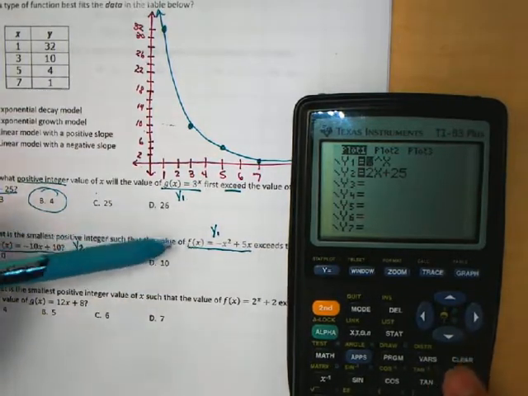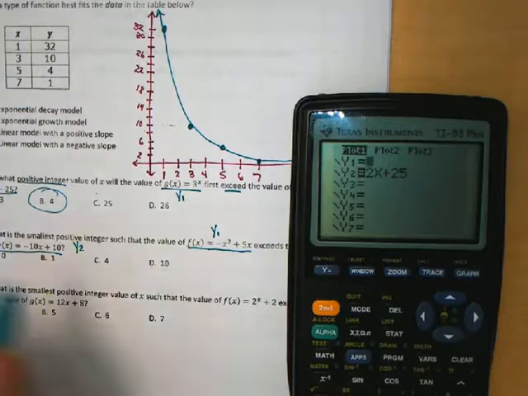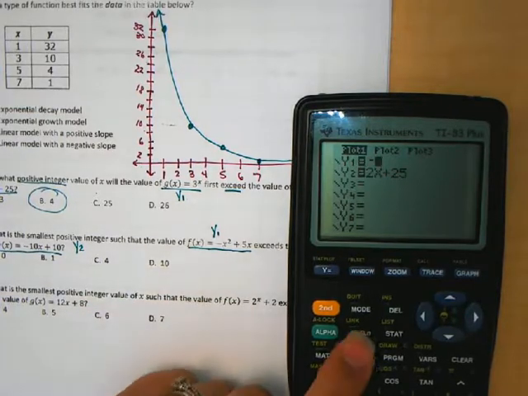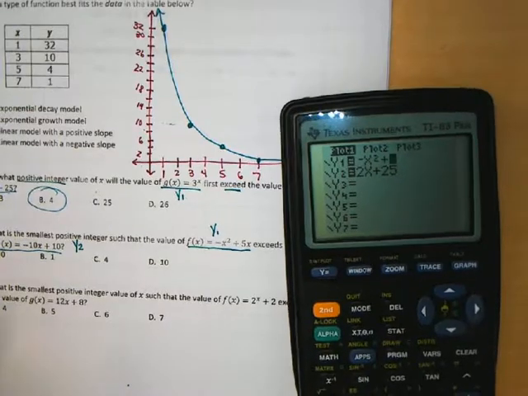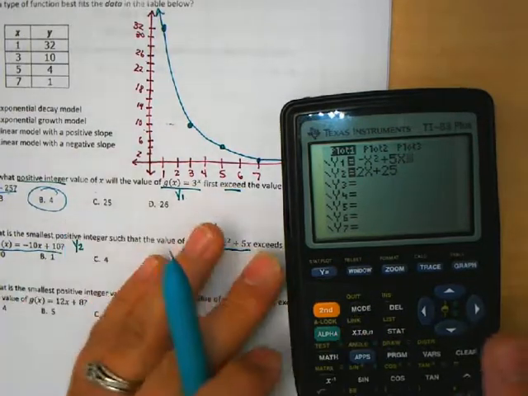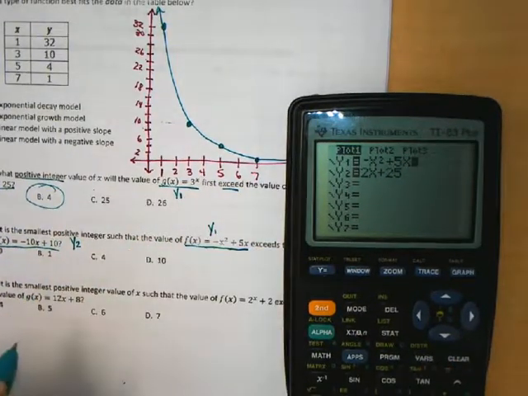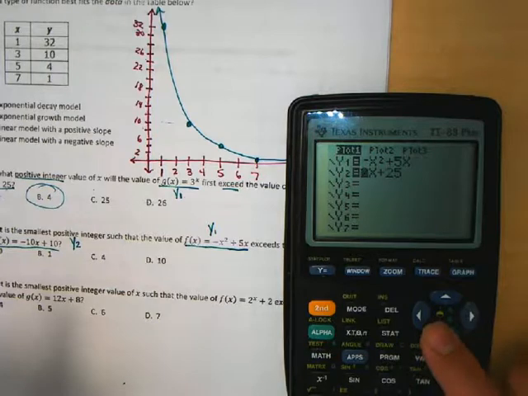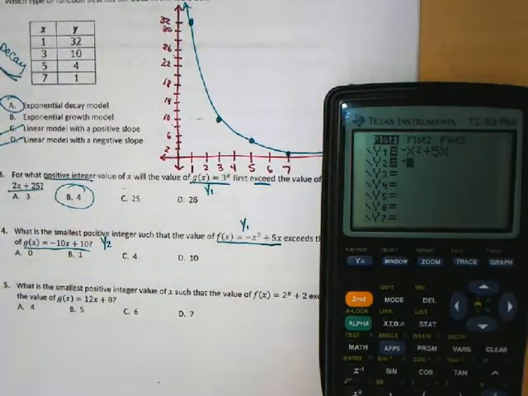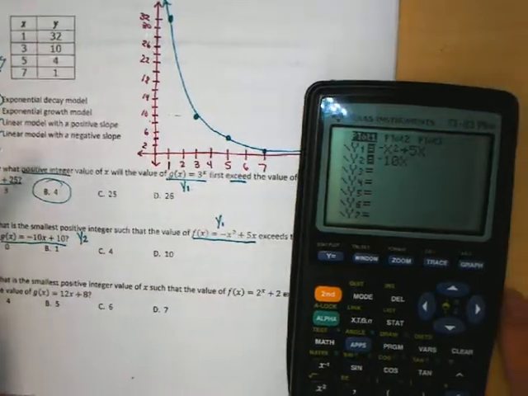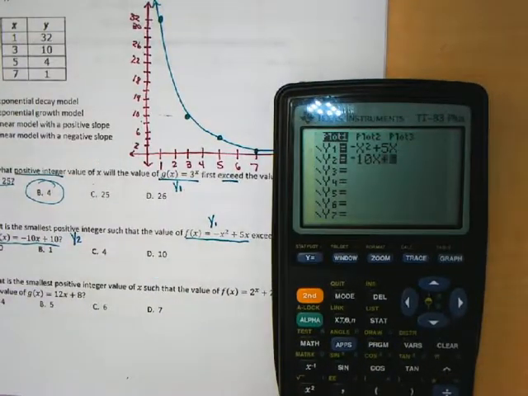I'm going to clear out y1, so hit clear, and I need to put in this function. So negative x squared plus 5x. Negative x squared plus 5x. My y2 this time is negative 10x, so negative 10x plus 10.